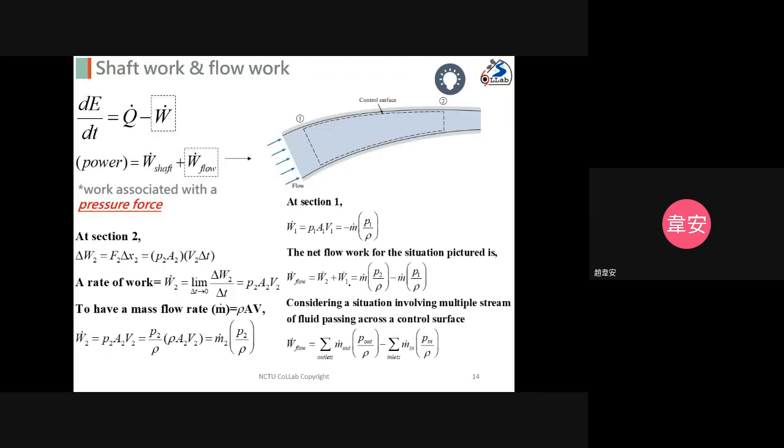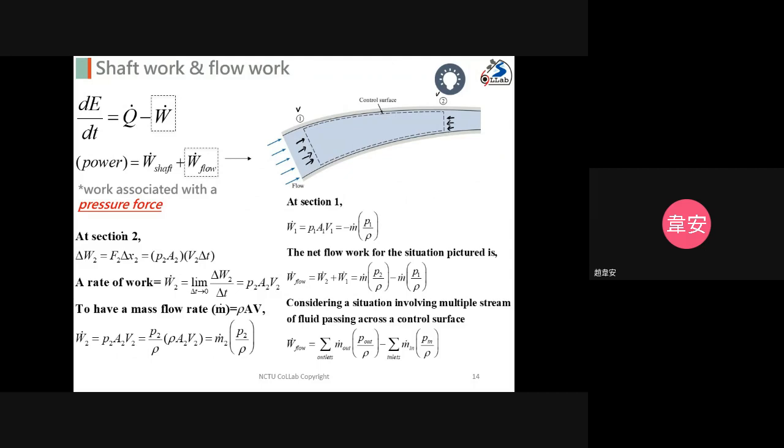And we focus on the second item, the W flow rate. This is actually the work associated with a pressure force. If we see this is a laminar flow, or no, it doesn't matter, we just consider our flow condition is pipe flow. And we have cross section 1 and cross section 2. Because it's an inner pipe, we have the pressures at cross section 1 and cross section 2.